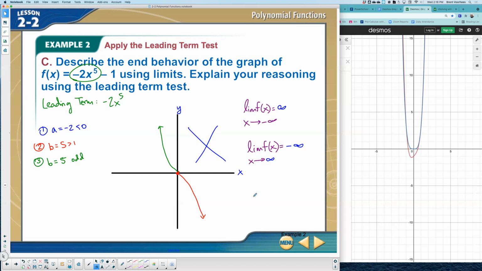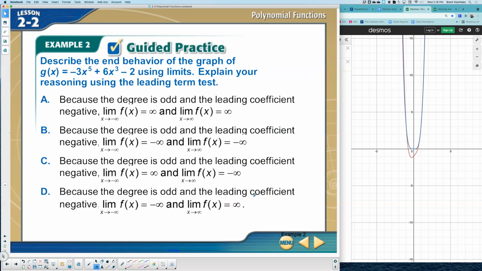All right, it's time for you to try one. DOL number 2. If you have to use Desmos, go for it. I would suggest trying to use the leading term test without Desmos and to predict your answer here.